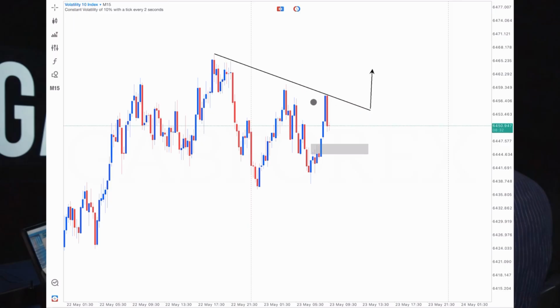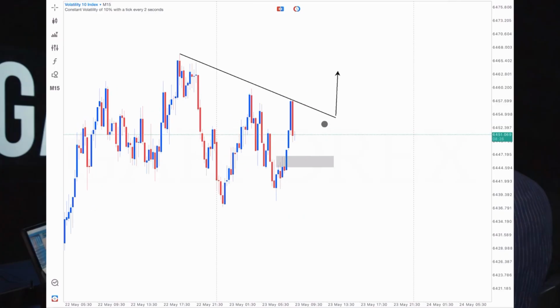Since this is the most recent point I'm seeing to connect, I'll use it as the second point of my trend line. So we are expecting a buy on this one. So let's go to the next one. This is 15 minutes. We are done with this one.